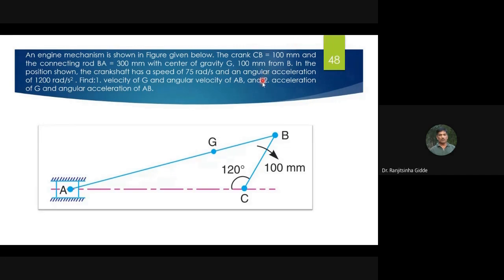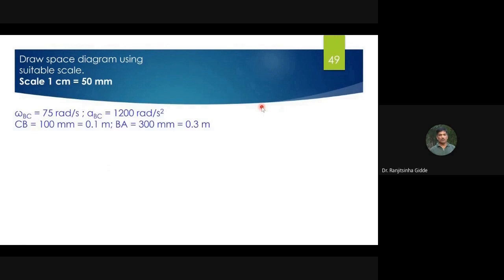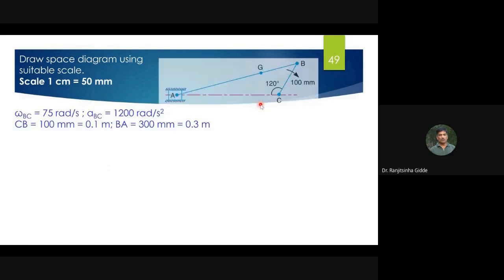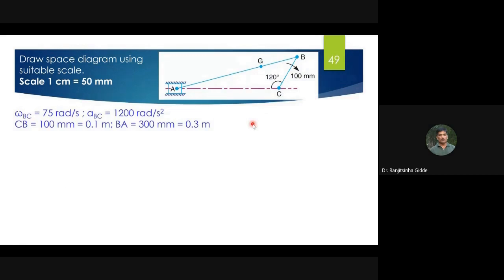Draw space diagram using suitable scale and write there scale 1 centimeter is equal to 50 mm. Draw this with scale.